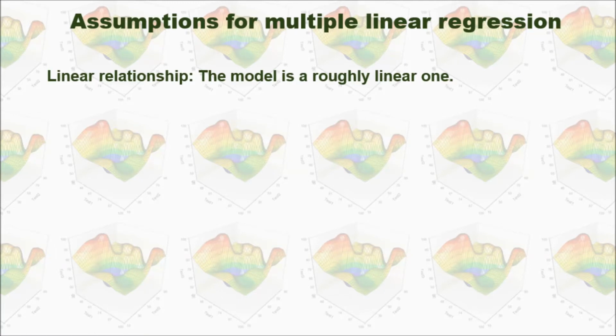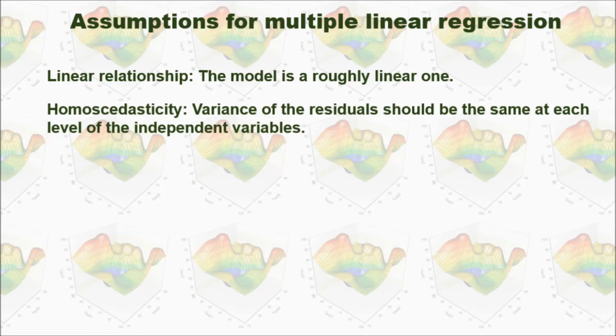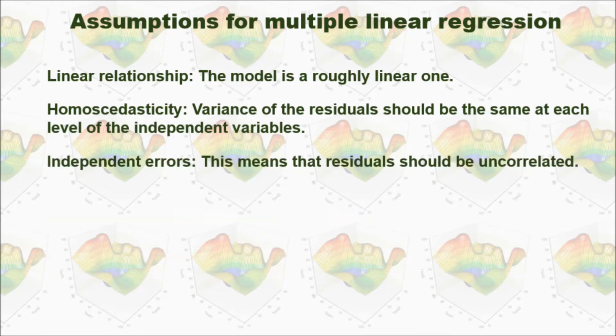If the relationship is not linear, you might want to convert the variables into a linear relationship or use another regression model. The second assumption is homoscedasticity. That is, the variance of the residuals should be the same at each level of the independent variables. Third assumption is independent errors.